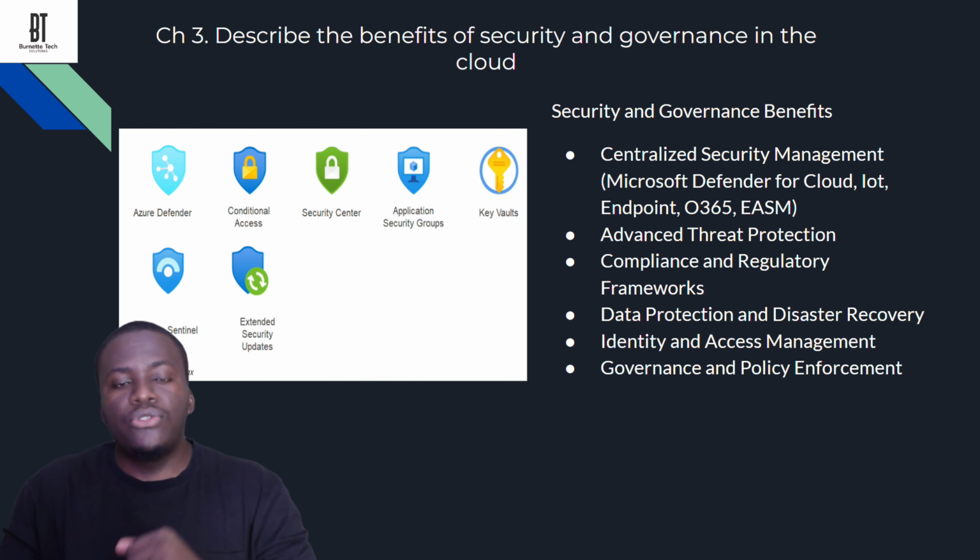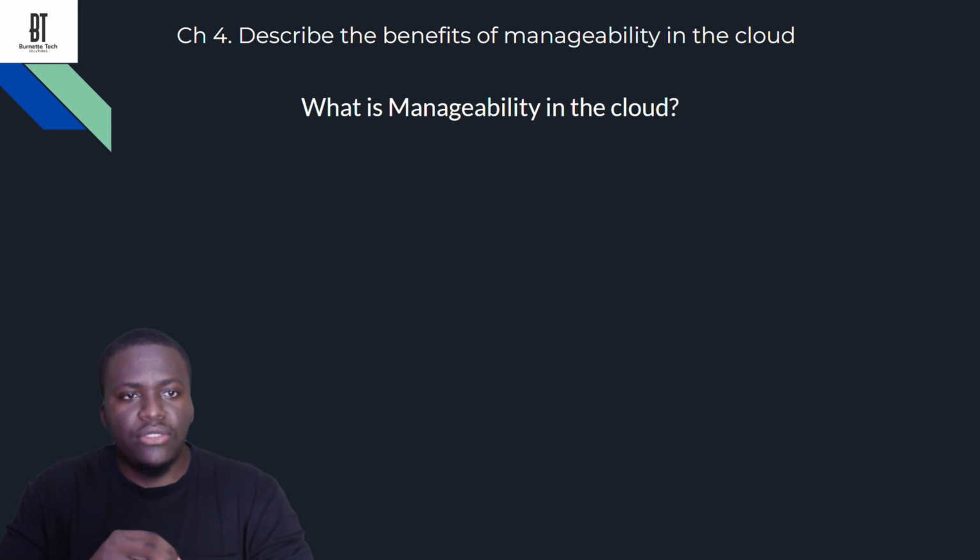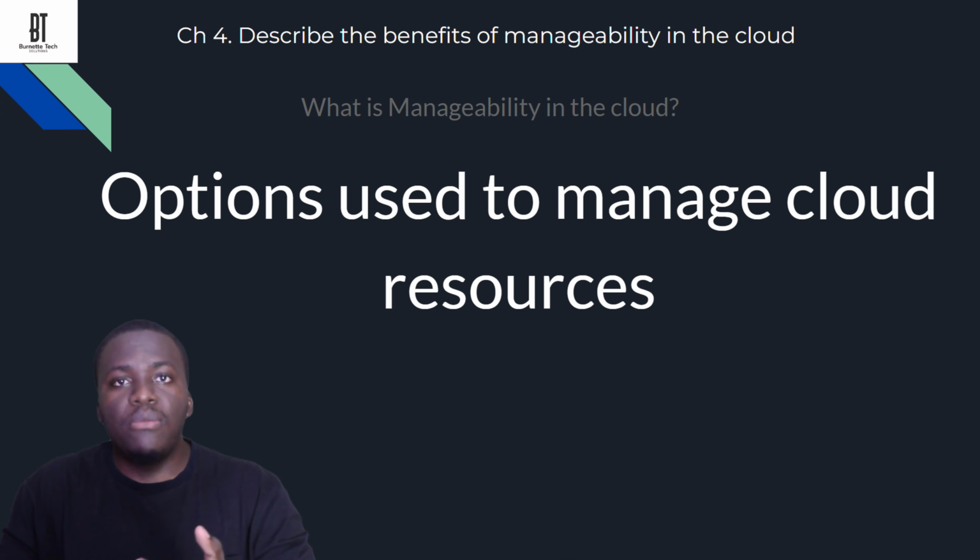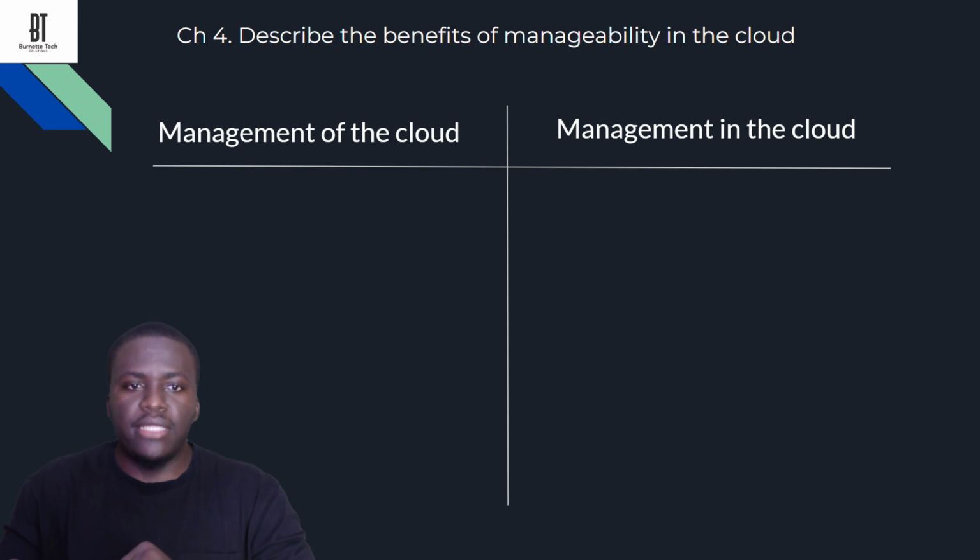All right, let's go to chapter 4, which is to describe the benefits of manageability in the cloud. So what is manageability in the cloud? You're really talking about various options used to manage cloud resources. When you're talking about managing cloud resources, you're really talking about management of the cloud and management in the cloud. Let's take a look at that.